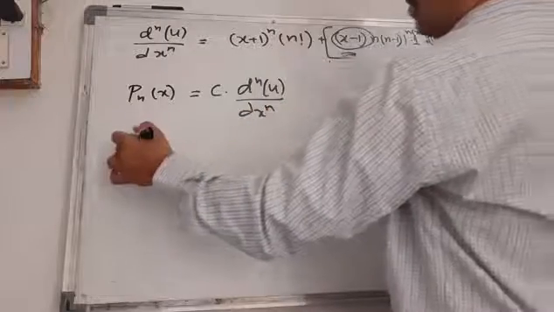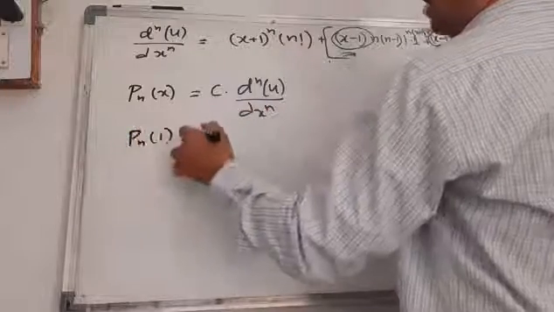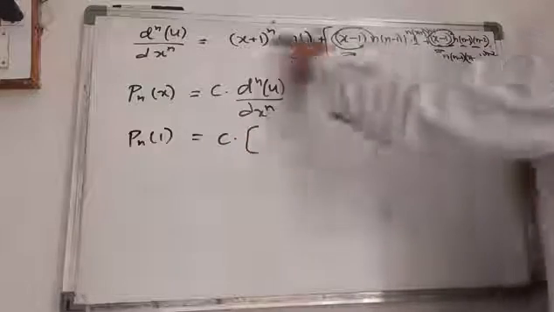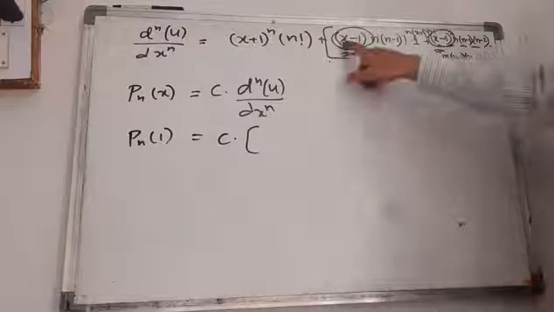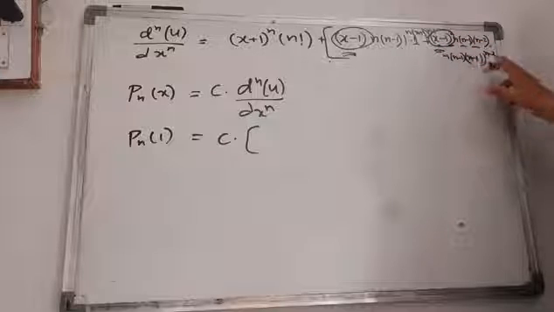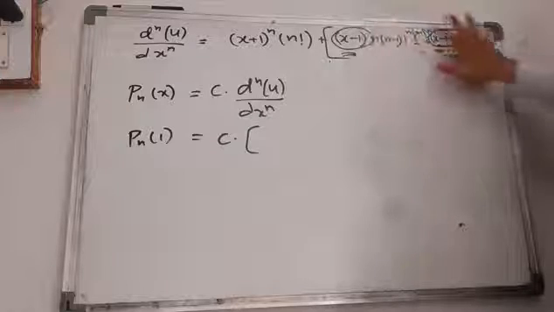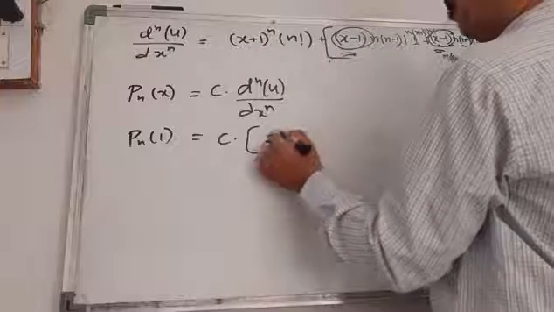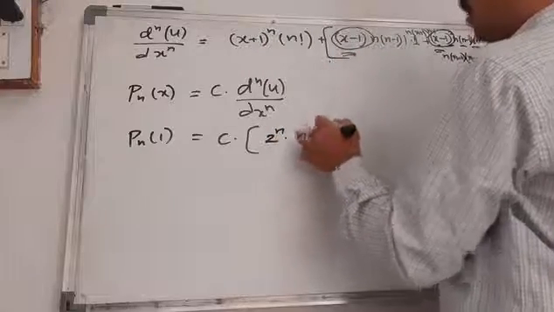So first of all then we take Pn of 1 value. That is c into, substitute 1 in every term. From second term onwards 1 minus 1 will be 0. 1 minus 1 whole square will be 0. 1 minus 1 whole cube will be 0. So from second term onwards all terms will become 0. Only this term will be left over. That is 2 power n into n factorial will be left over.